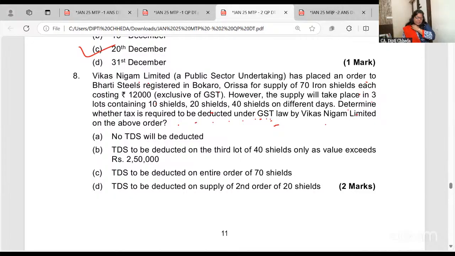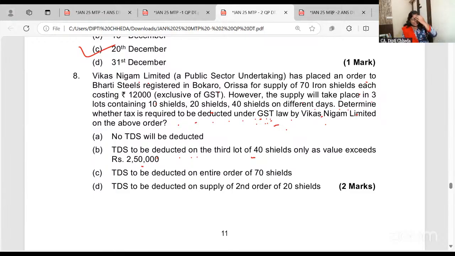Under which lot? This is not given. Lot three, the last lot is received, we will take the ITC. This is for the TCS part. So once TCS is there, it will be deducted on every lot. No TDS will be deducted. TDS is to be deducted on the third lot as the value exceeds 2 lakh.